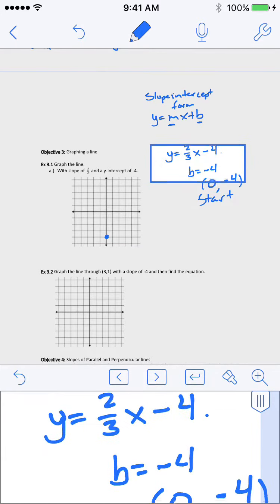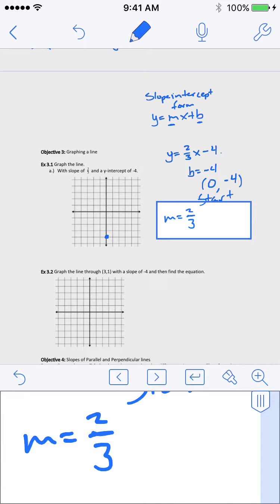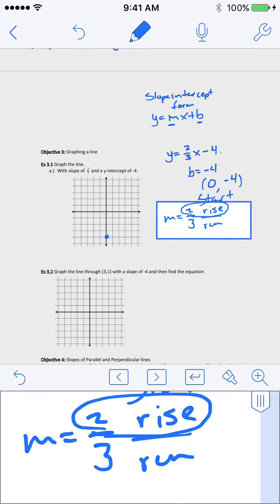Now let's take a look at that slope. That slope was m is equal to 2/3. How exactly could we use the slope 2/3 to help us graph? How could we do that? Well, remember that slope is the steepness of the line. It's our rise over run. So 2/3 is the same thing as our rise over run. Now, if that's true, then that must mean that the rise is 2 and the run is 3. So up 2 and over 3.